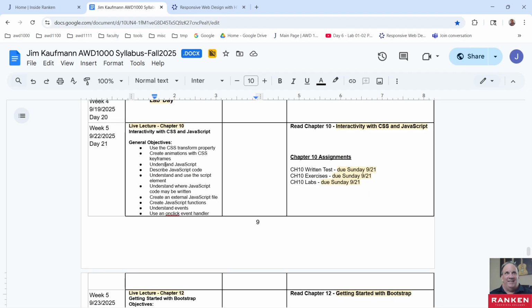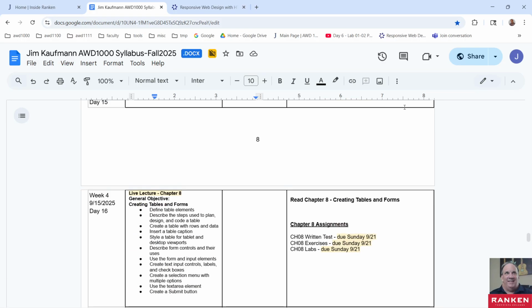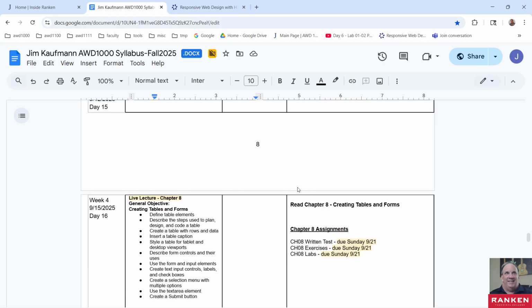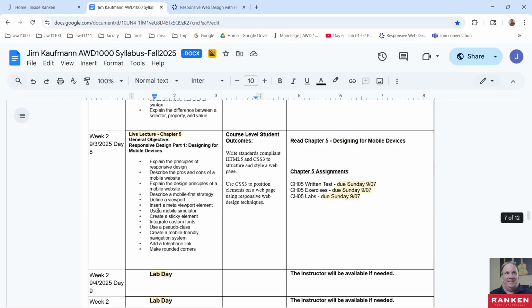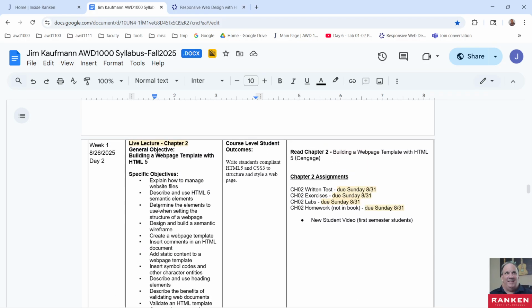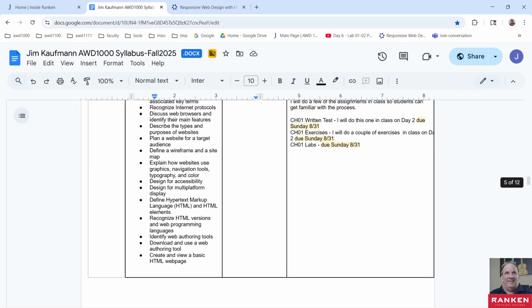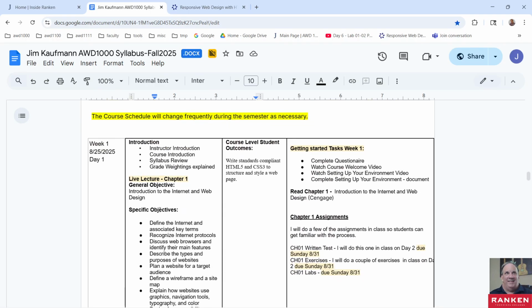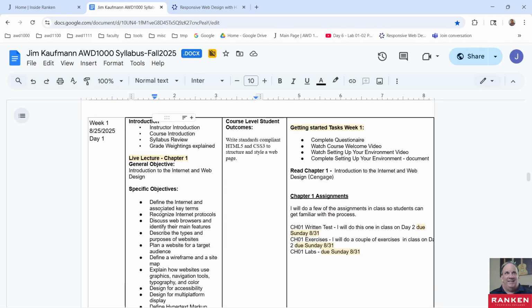So that's about all I have here on the syllabus. I'm not going to go through every day, every week here. The important thing is to always remember this is just a suggested schedule. This will change. If you want to know what's really due a certain week, the course page is your best thing to look at.